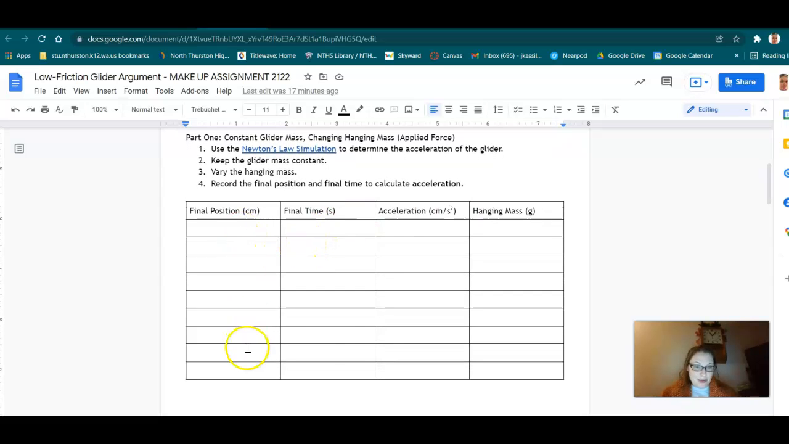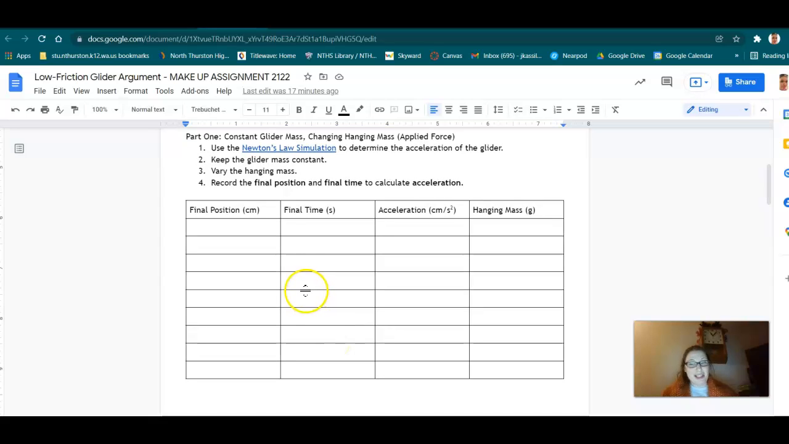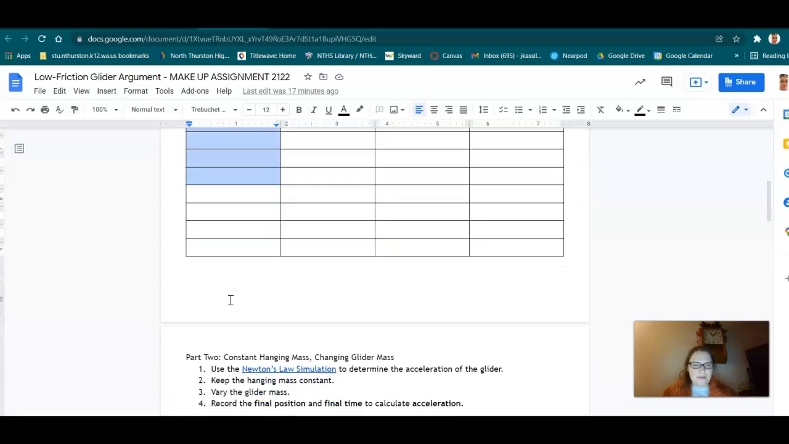So I set up a data table for you. I don't know how many data points this is. If you need more, if you decide you need less, then let's hear this count. 1, 2, 3, 4, 5. It's like 9 data points. How awkward. Okay.